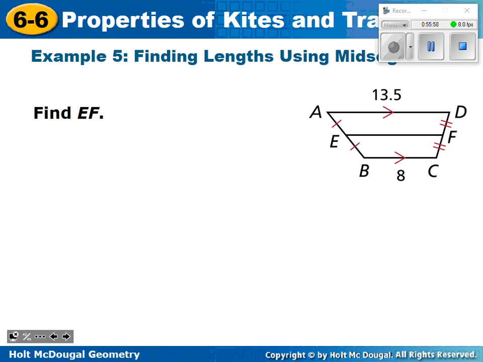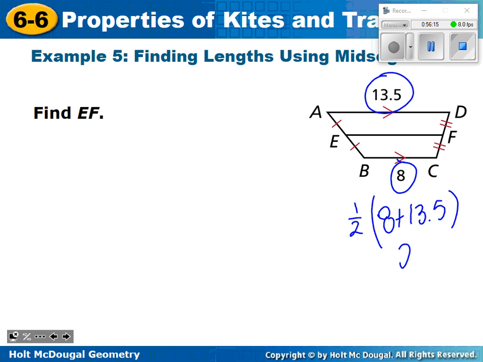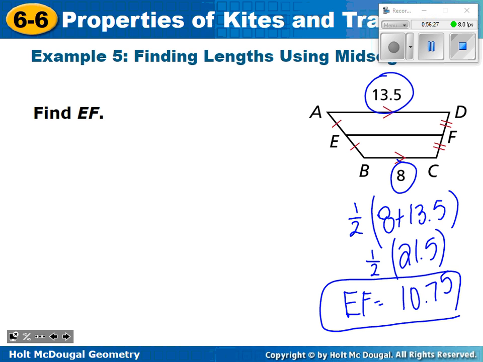Okay, so the example they give you here, find EF. Should be pretty easy. What are we going to do? Add them up. 8 plus 13.5, and then take a half. What is 8 plus 13.5? 21.5. And what's half of 21.5? 10.75. That is EF without a line segment above it. Do not put a line segment above it. Is that right? Okay. No line segment because you're giving me distance.